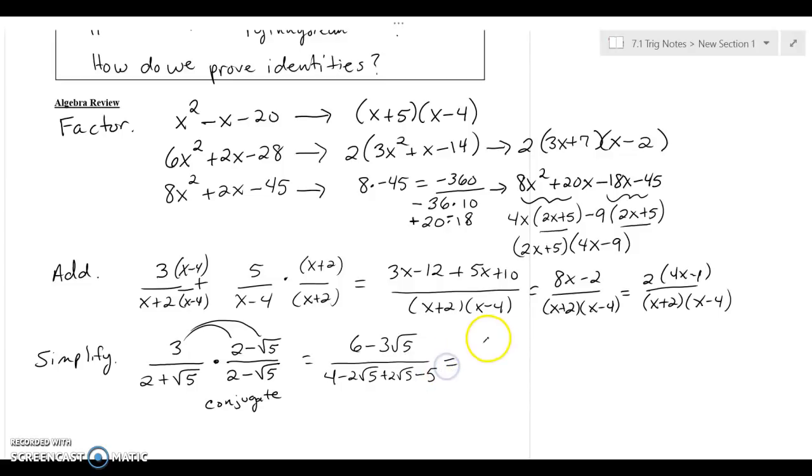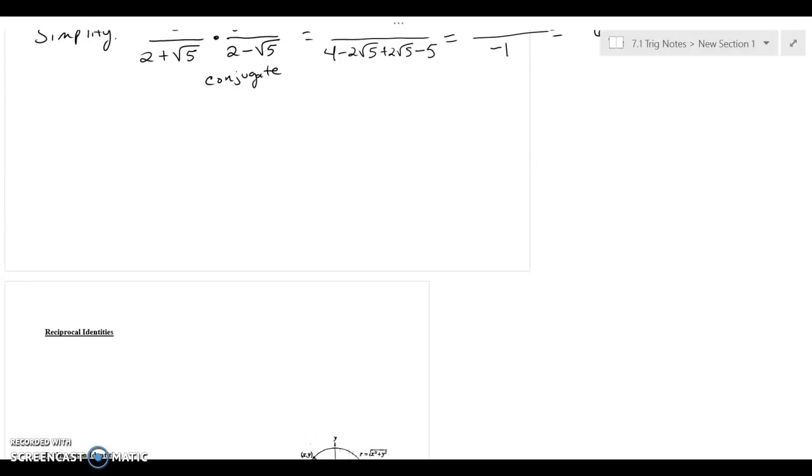So then we simplify, we get 6 minus 3 square root of 5 over negative 1. And we can just divide everything by a negative to make it look a little cleaner. And that would be our answer. All of those algebra skills are going to be used in this chapter, and you'll see them come into play today in different kinds of ways, or in your homework.